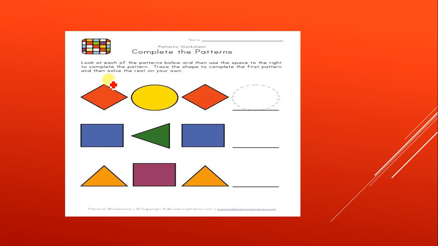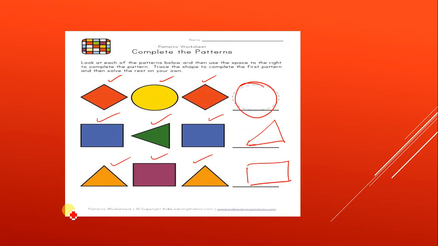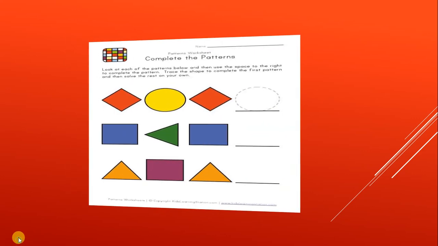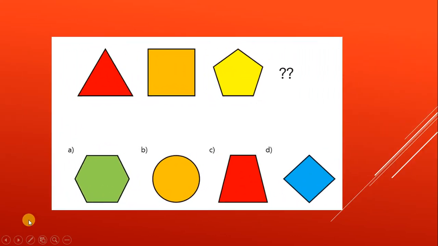Again we have diamond, circle, diamond, so it would be circle. Rectangle, triangle, rectangle, then triangle. Triangle, rectangle, triangle, what will come? Rectangle. Very easy exercise.